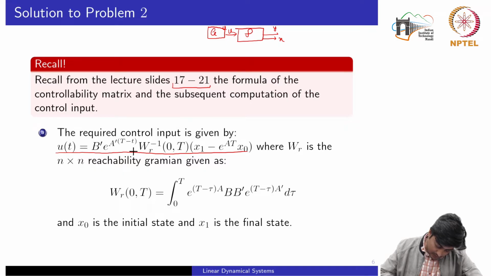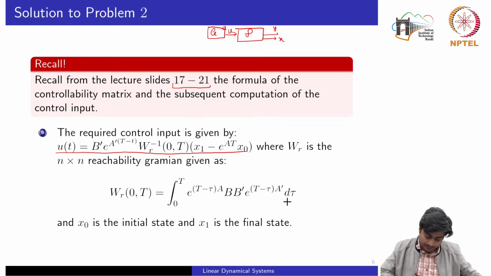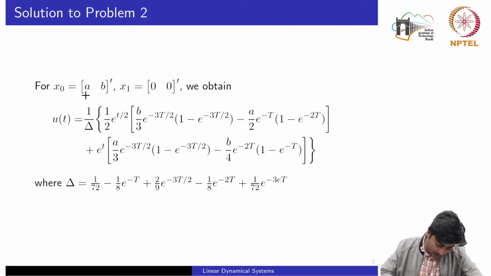So we can compute the control input using this formula, which requires computing the Gramian matrix, whose formula is given here. Once all the computation is done, we put the initial conditions as a and b and the final condition at time T as 0, 0. After putting in all these equations and the parameter values, you would find this complicated u, where this delta is given by this. This is just a simplification of solving the integration involved in the Gramian matrix.